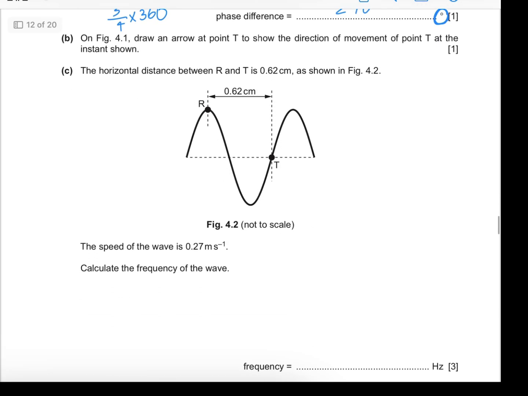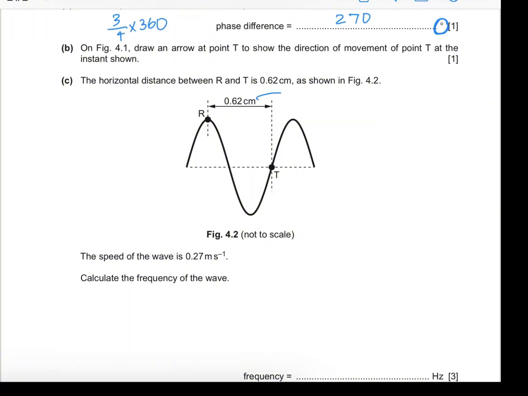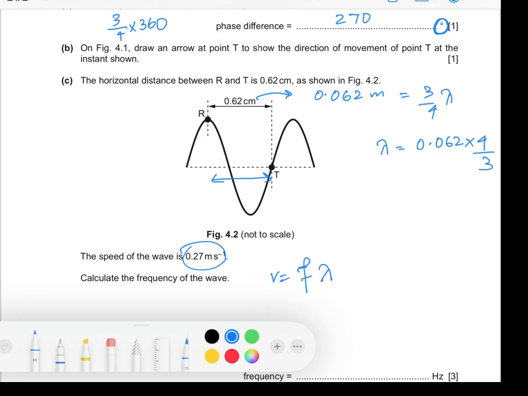Part C, the horizontal distance between R and T is 6.2 centimeters. Let's just convert it to meters right away. It will be 0.062 meters. And we already know this is equal to 3/4 of a wavelength. So the wavelength would be equal to 0.062 multiplied by 4/3. The speed of the wave is 0.27 meter per second. Calculate the frequency of the wave. So wave speed is equal to frequency multiplied by wavelength. And so the frequency is wave speed divided by the wavelength.